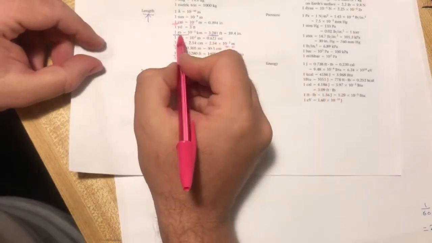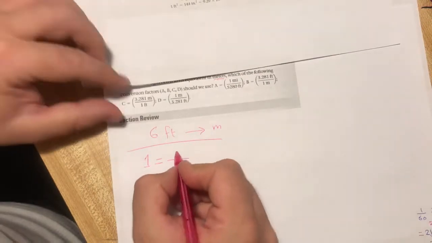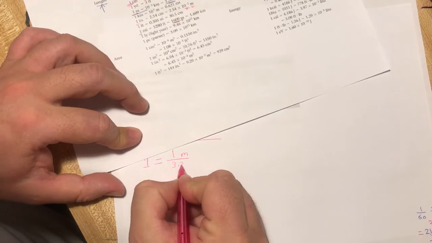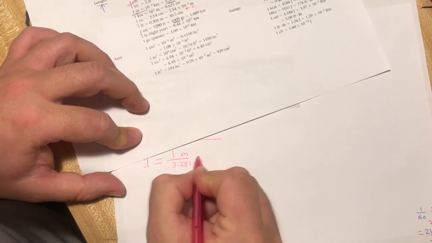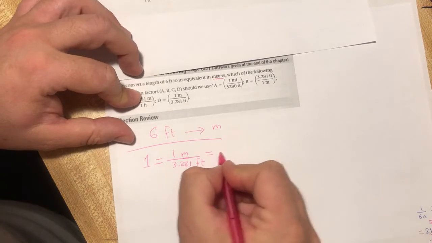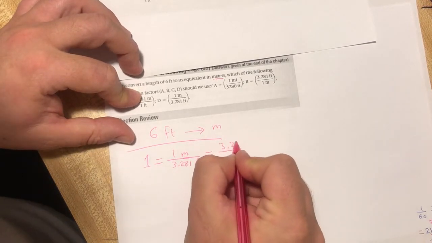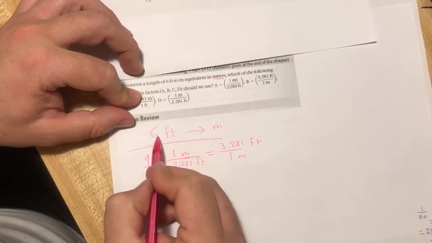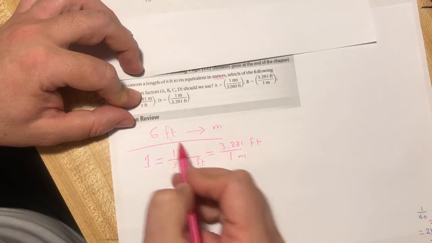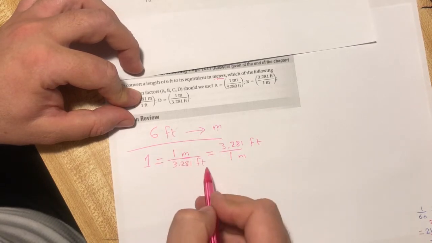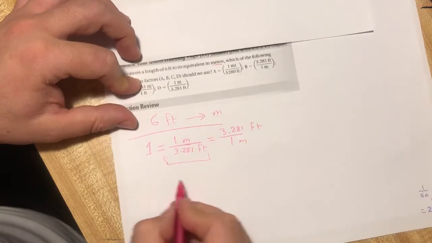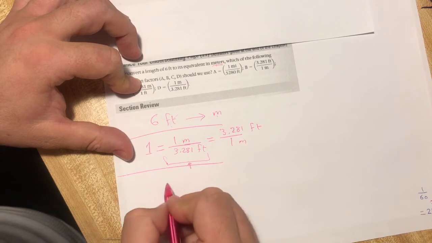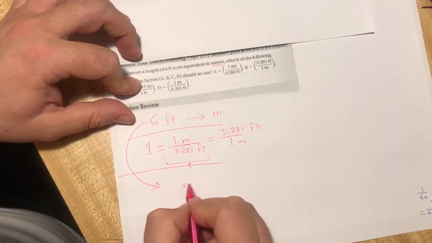Okay, where is meter in foot? It is 1 meter over 3.281 foot, which is also equal to 3.281 foot over 1 meter. I will exchange from foot to meters, so I need to cancel the foots. I will use this value. Okay, I will use this one and compute the length in meters.